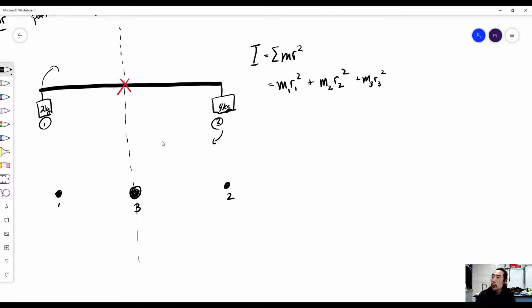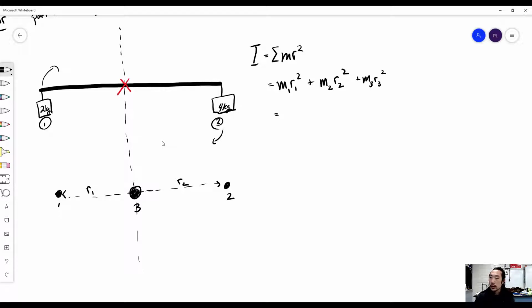All right, so because we're rotating about this dotted line, the center of the rod, or the axis of rotation, we can come up with our different variables here. So we know that from the center to mass 1, we can call that R1, and from the center to mass 2, we can call this R2.